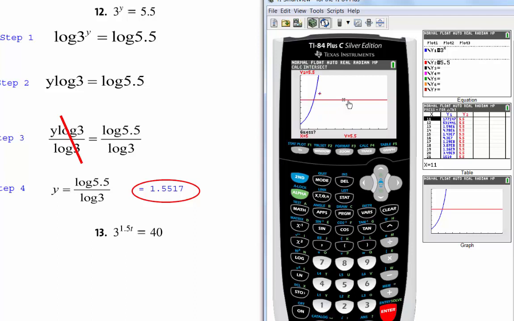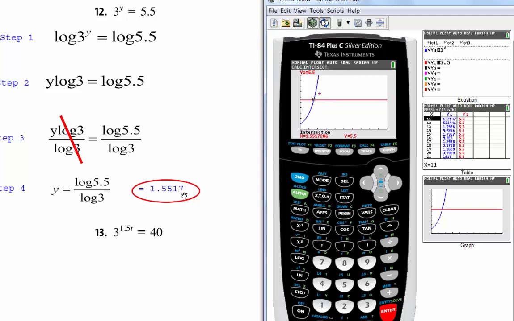Where do I think my answer is? Well, since there's only one intersection, it doesn't matter where I put this, but if there were multiple intersections, we'd have to move our cursor closest to the intersection that we're trying to find. I press enter. And it says, okay, Mike, at 1.5517286, that's where these two curves meet, which is what we have down here, 1.5517, rounded to 4 decimal places.